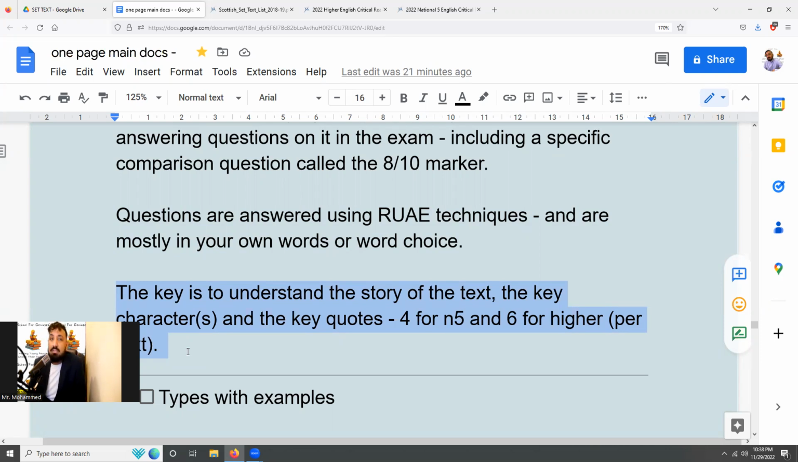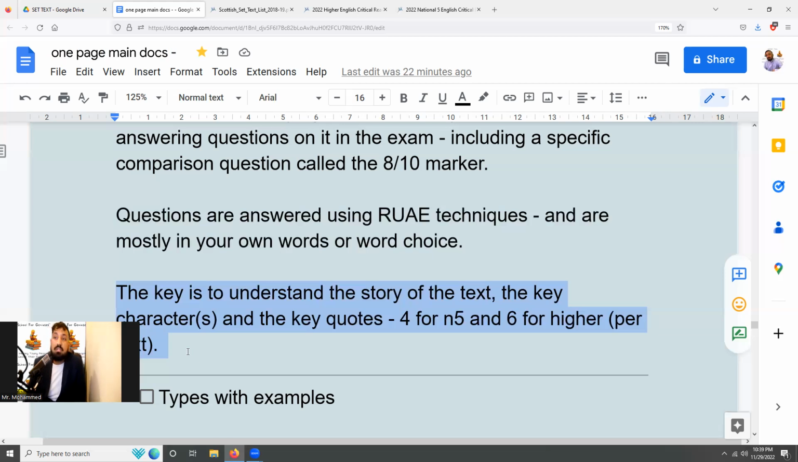In Mrs Midas, you need to understand Mrs Midas, the speaker of the poem, and also her husband. In Basking Shark, you need to understand the speaker and the shark. So basically, you need to understand the key characters in the text, and be able to analyze them in terms of what they're like or who they are. This is basic analysis.